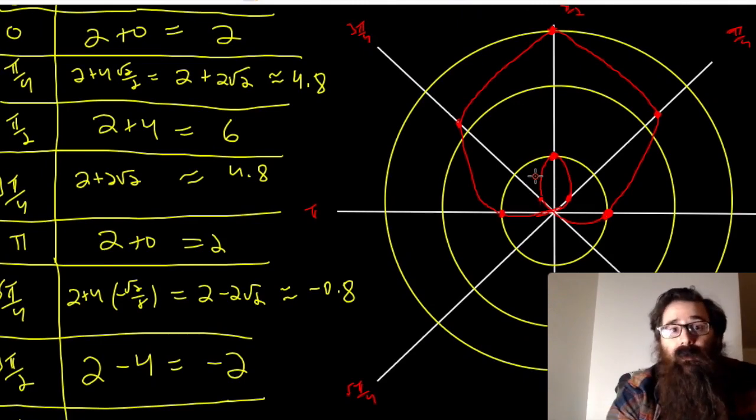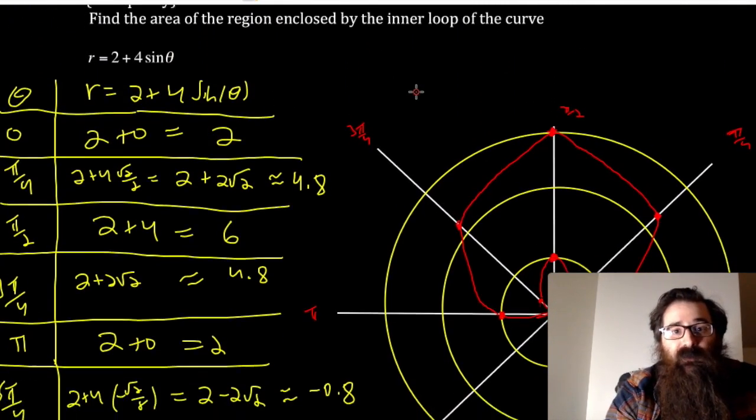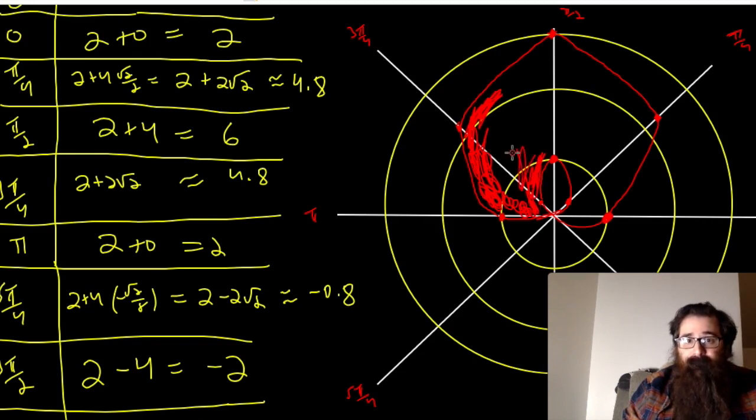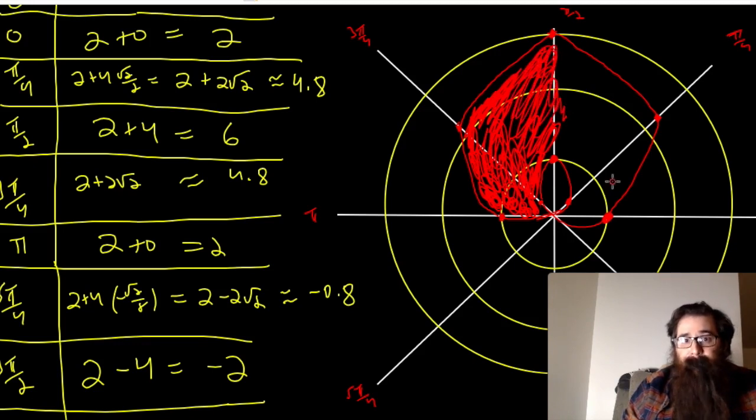Now the question says, find the area of the region enclosed by the inner loop. Notice we have this outer region, call it the outer loop, and this inner region, call it the inner loop. Just for aesthetic purposes, I'm going to fill in the outer loop, but this is not what we're going to be finding the area for. We want to find the area of the inner loop, which is going to be an unshaded part of it.